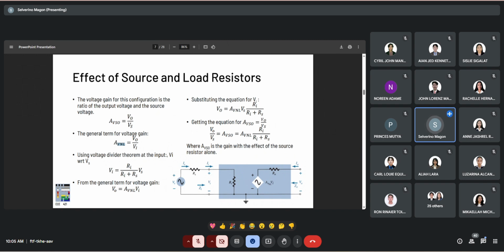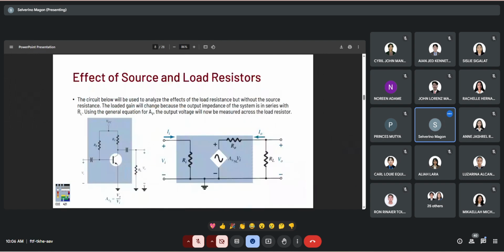Getting the equation for AVS, the gain with the voltage source, we have VO over Vs, which is equal to the no load voltage gain times the factor from the voltage divider network, Ri divided by Ri plus Rs, where AVS is the gain with the effect of the source resistor.